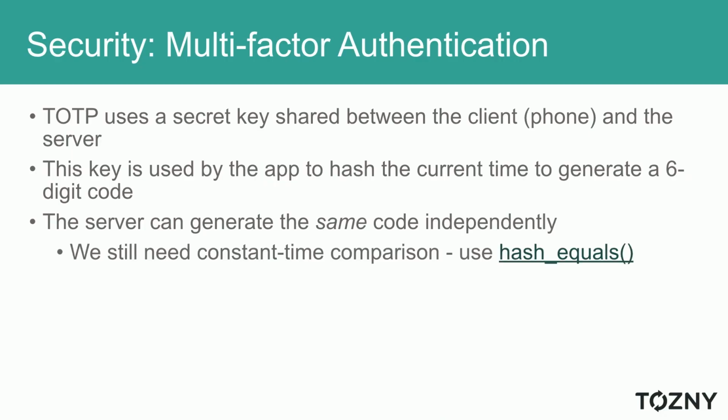We still need to use constant time comparison because, once again, you are comparing a string. So we're still going to use hash equals, which will not just compare every letter at a time, it will compare every letter at a time whether they match or not, and walk its way entirely through the string of 6 random numbers.